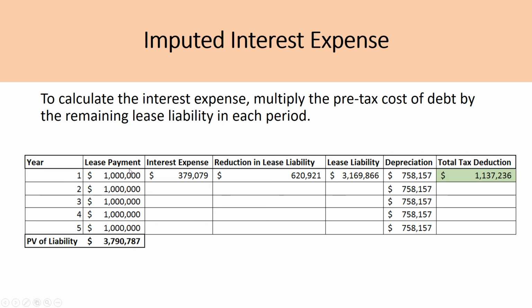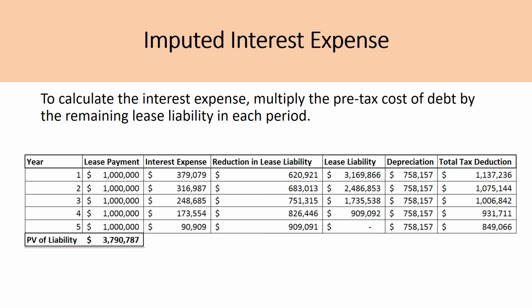And now we can calculate the remaining years, right? The remaining 4 years. So let's try year 2. I know there's a lot of numbers, but let's go through it, right? So we have an existing lease liability after 1 year of $3,169,866. We then multiply that by 10%, that pre-tax cost of debt, to get an imputed interest of $316,000.